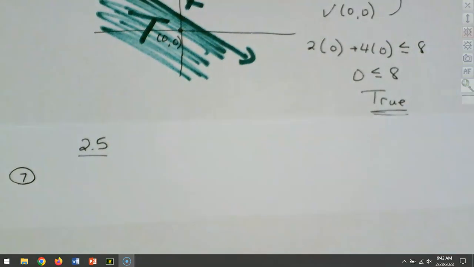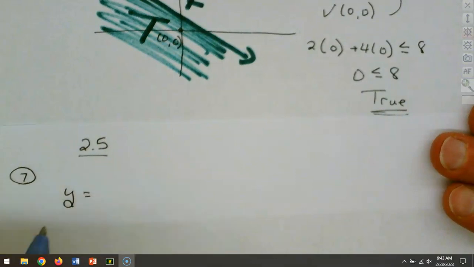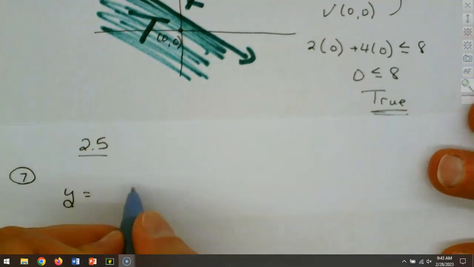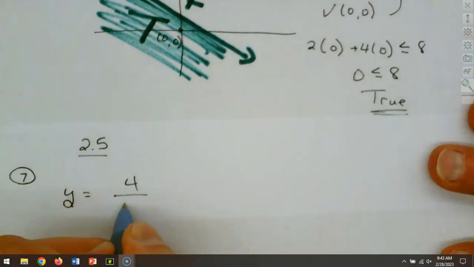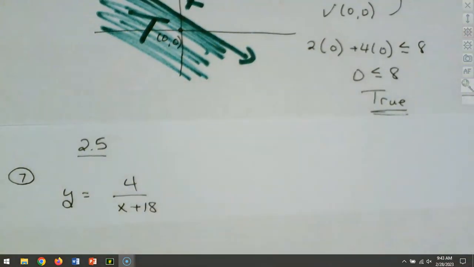So in 2.5, we're going to look here at question 7. And these are determining if it's a function or not, and then giving the domain. So for question 7, we've got y equals 4 over x plus 18, right?